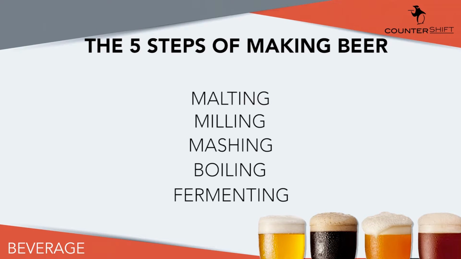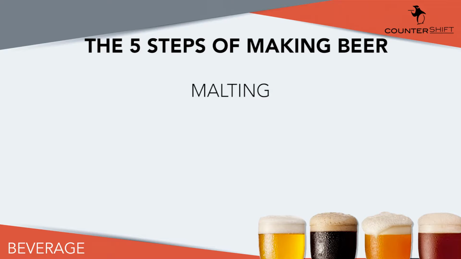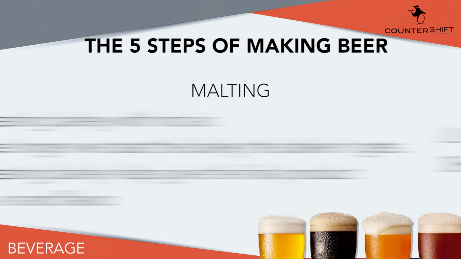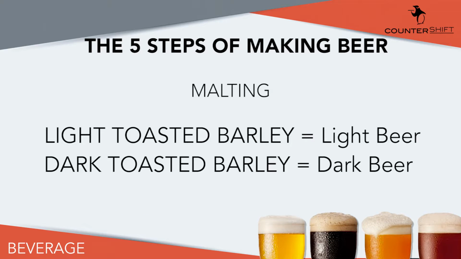Let's break it down. As I said before, we get the sugar from our barley, but making beer starts with a process called malting. Malting is the process of toasting the barley with hot air. The longer we toast the barley, the darker it gets. This gives the final beer both color and flavor profile. Lightly toasted barley produces light beers, and dark toasted barley produces darker, fuller beers. Think of the difference between burnt toast and light toast, or a pale ale and a stout.